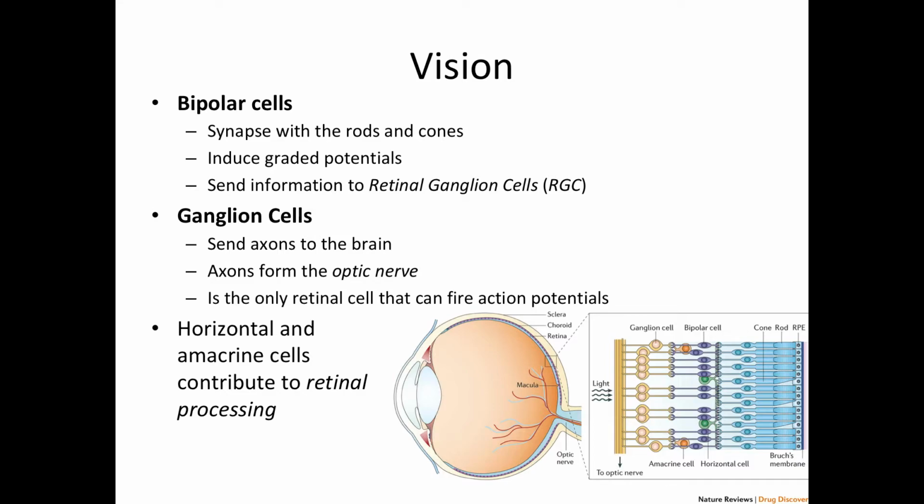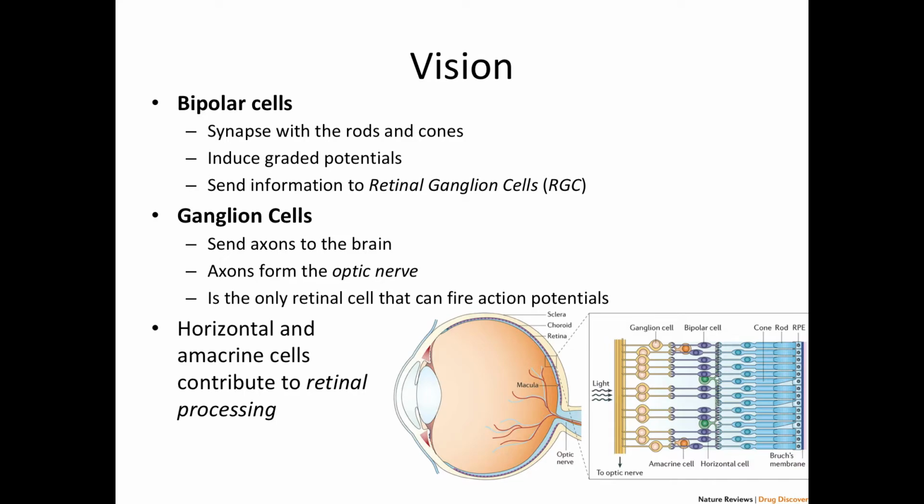Okay, so after light reaches the photoreceptors, aka the rods and cones, it goes to the bipolar cells, as we just said. When the photoreceptors synapse on these bipolar cells, they induce graded potentials. And when the bipolar cells synapse on the ganglion cells, they induce action potentials. This is the exact same thing I just told you, but now we include graded and action potentials.